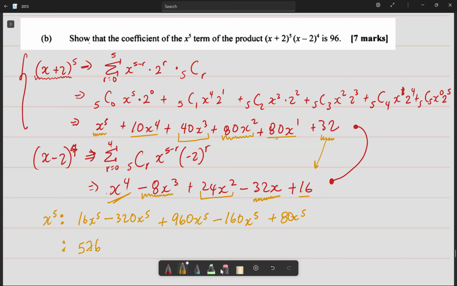No, I need to do the not add the thing properly. 960 minus 60, 80, 80, 16. One more time. 80.